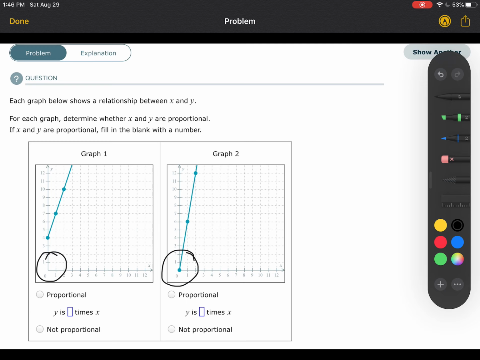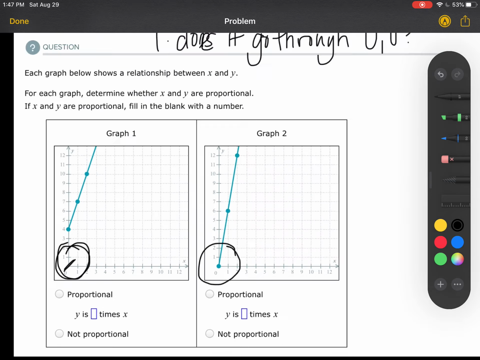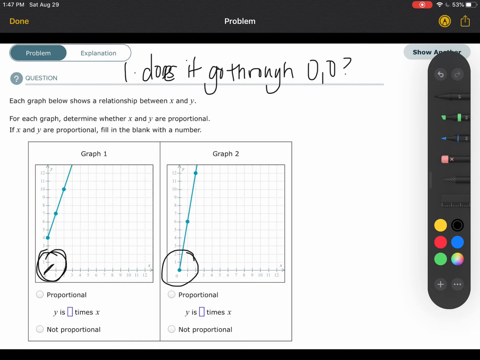Okay, so for the first part of this, one thing you're going to do is say, does it go through the point 0, 0? Right? And if it doesn't, so in graph 1, this does not go through this point right here. If you look through it, it does not go through that point. So if it does not, then it is not proportional, and you don't have to do anything else with that question.